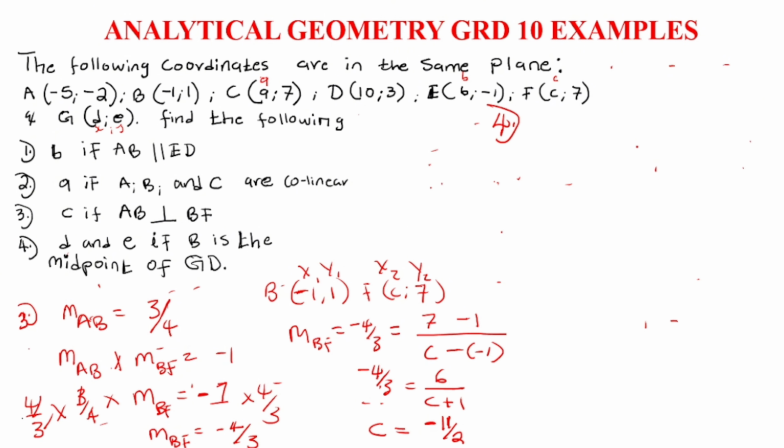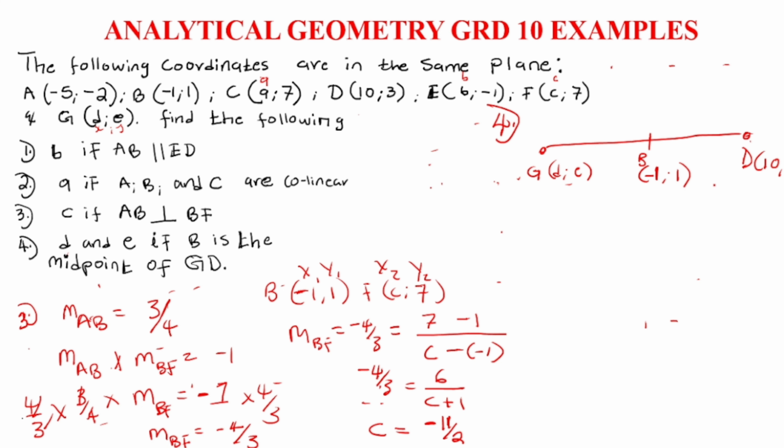Question 4 says: find the coordinates D and E if B is the midpoint of GD. So this is what it means. Graphically, if you were to draw this, we are going to have G here with unknown coordinates, and then D would be here with (10, 3). They said B is the midpoint, B is here, and it is (-1, 1).